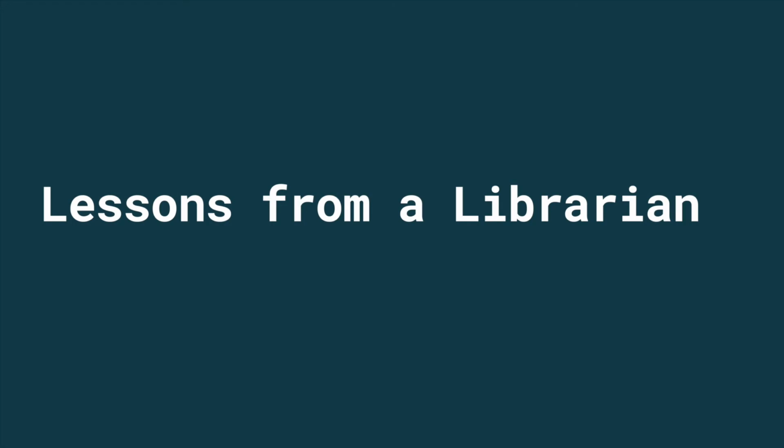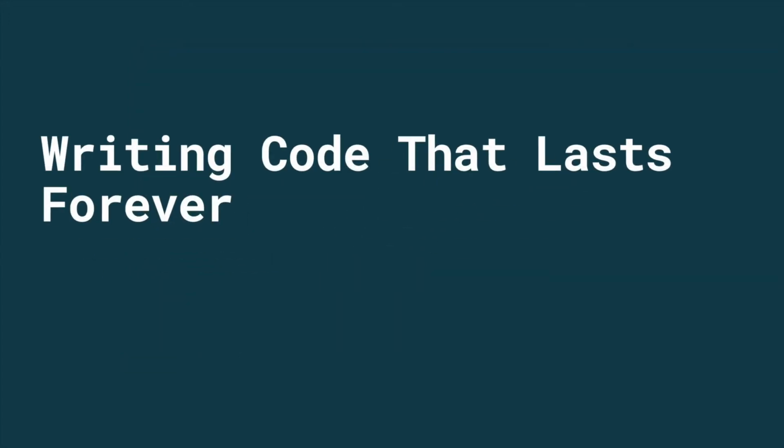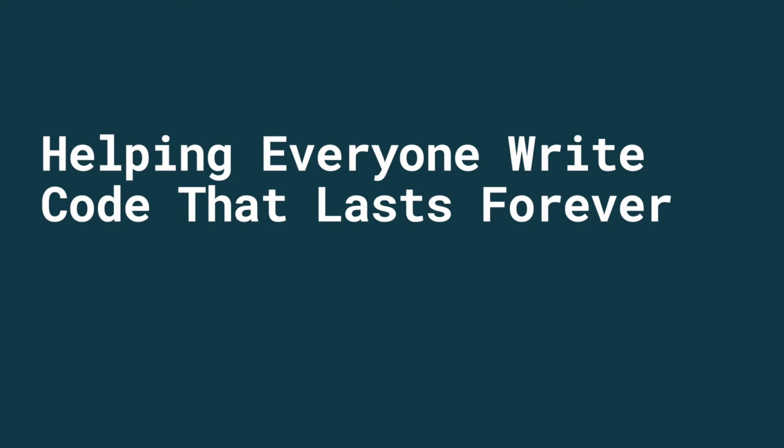A couple of years ago, Jesse Wilson from Square gave a great talk called Writing Code That Lasts Forever. And we're going to talk about some similar things here, but it's more about code that other people write. So it's not just your own code, but rather helping everyone write code that lasts forever. A great way to help others write better code is to already have many examples of good code in your codebase to learn from. But what exactly is good code?